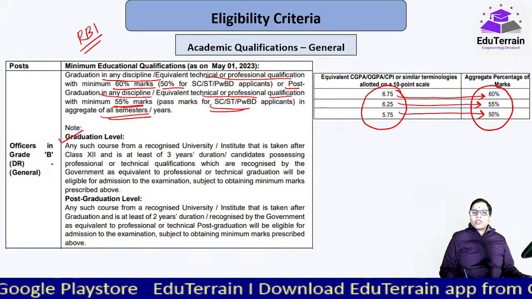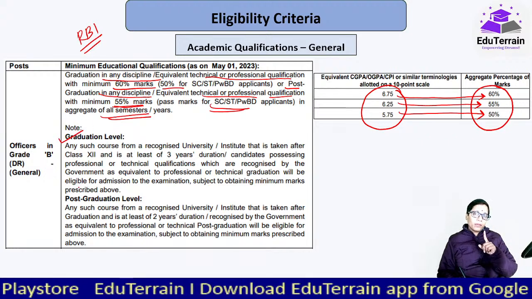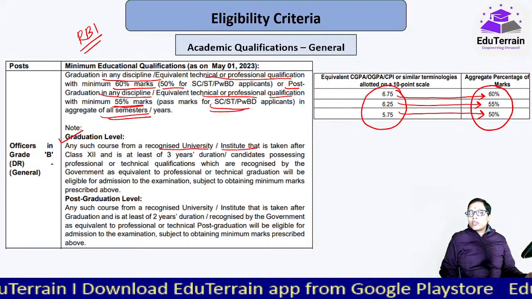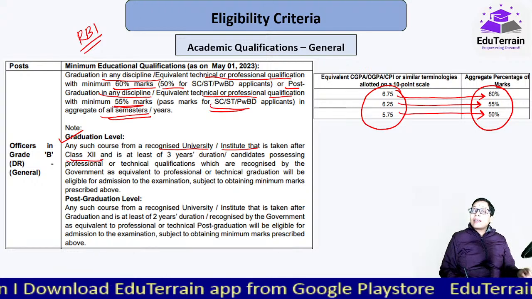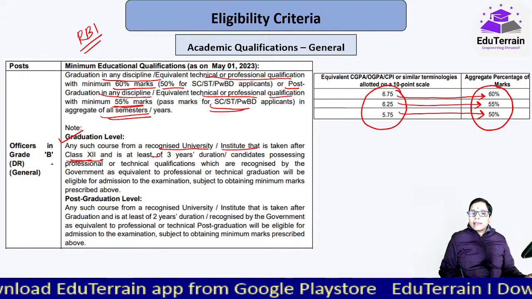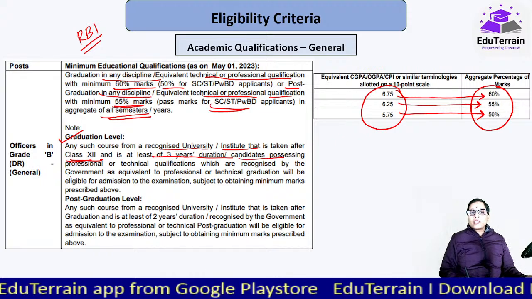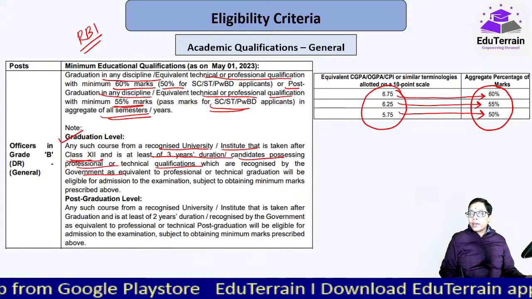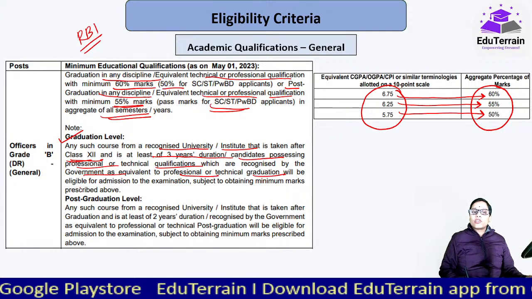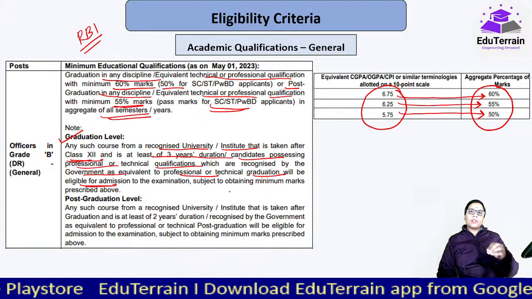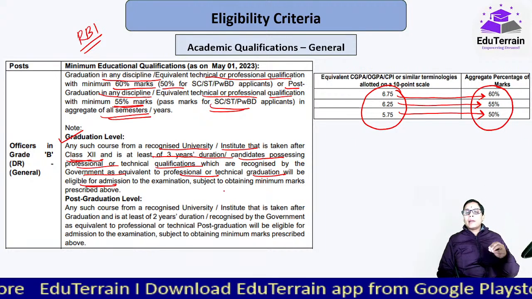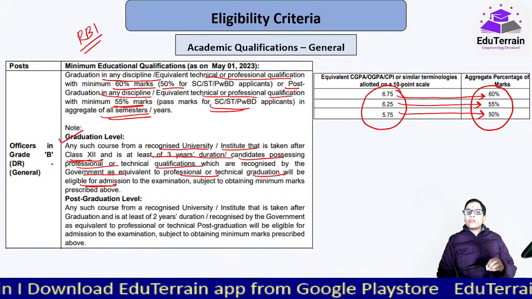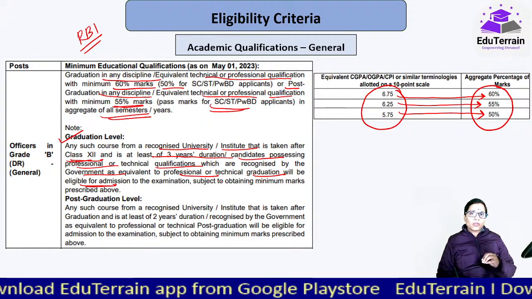Now for the graduation level, whatever graduation they have done should be from a recognized university or institute, taken after class 12th only, and is at least 3 years duration, or candidates possessing professional or technical qualifications which are recognized by the government as equivalent to professional or technical graduation will only be eligible for admission to the examination. And the college from which they have studied should be from a recognized university or an institute.